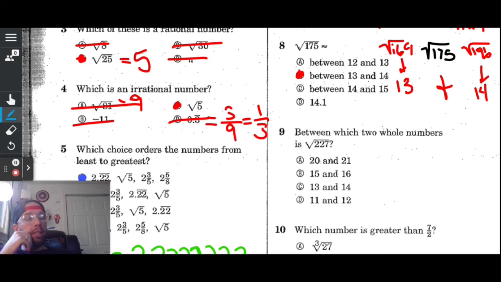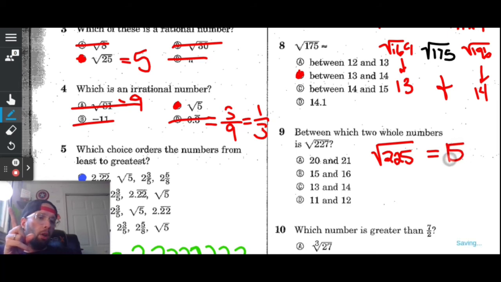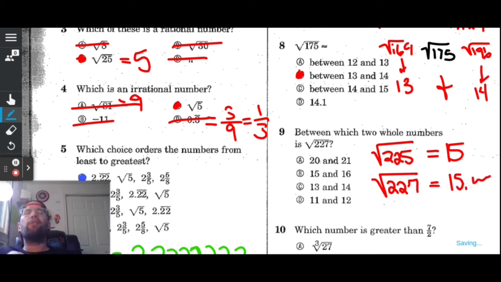So let's take a look at number 9. I don't know what the square root of 227 is, but you know what I do know? The square root of 225 is 15. So the square root of 227 is going to be a teensy bit more than 15. So 15.0 something. So in between what two whole numbers is the square root of 227? It's going to be in between 15 and 16 because $15 and like 7 cents is going to be in between $15 and $16.